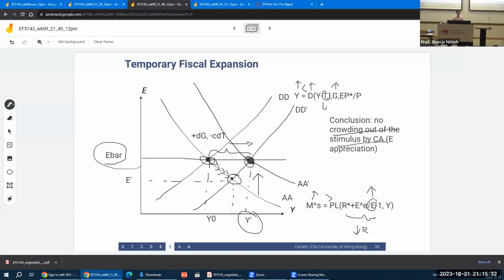I don't want to walk through shifting the curves. I think that's obvious. When G or T changes, the DD curve shifts. And when you do monetary expansion, the AA curve shifts. And when those two things move together, it's possible to move them in conjunction so that the exchange rate stays constant. That's the takeaway.